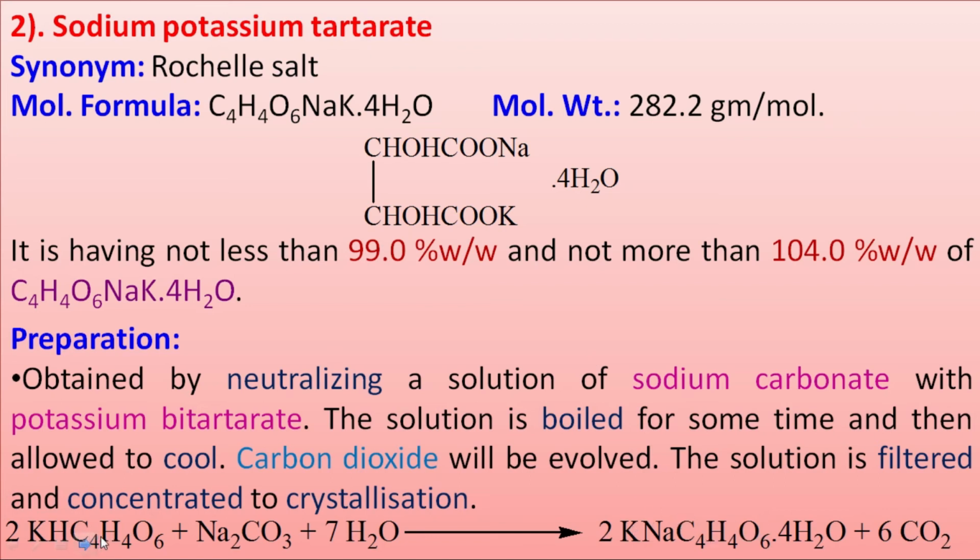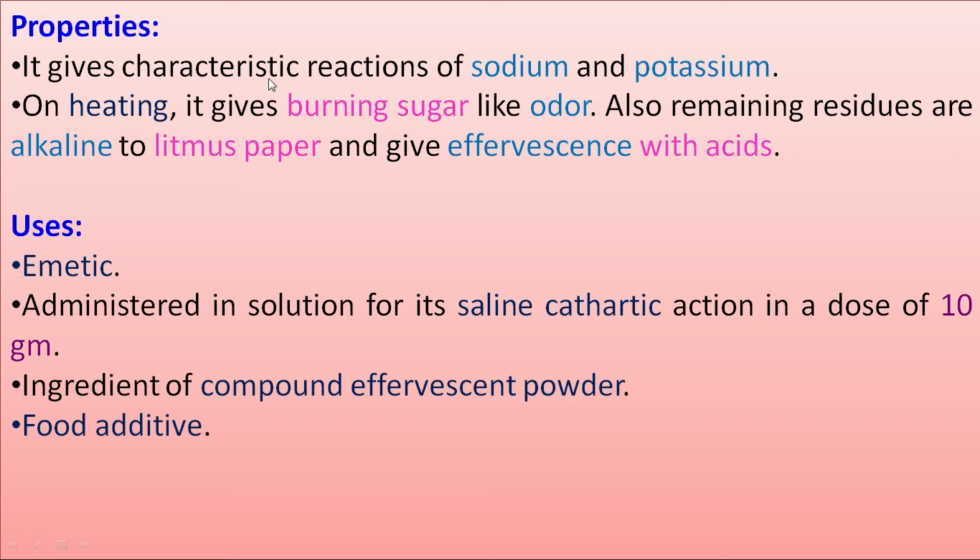So in this reaction, 2 molecules of potassium bitartrate will react with sodium carbonate and will give 2 molecules of Rochelle salt, that is KNaC4H4O6·4H2O, with the liberation of carbon dioxide. Next is properties. It gives characteristic reactions of sodium and potassium because of the presence of sodium and potassium in the structure. On heating, it gives a burning sugar-like odor. The residue we get after heating is alkaline to litmus paper and will give effervescence with acid. So these are the different properties of Rochelle salt.